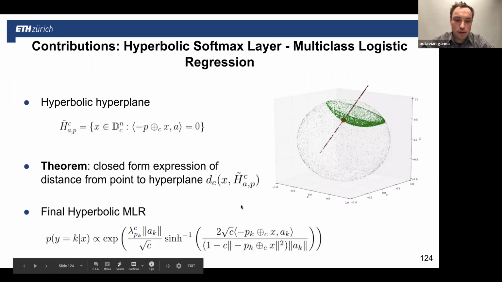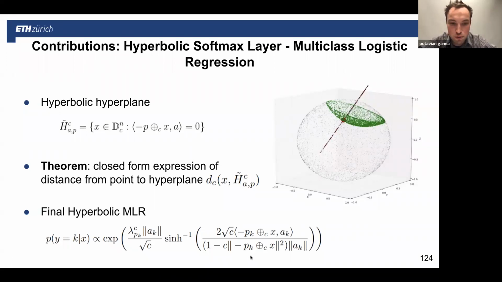And that's the final formula for our hyperbolic softmax. It looks a bit like the one before, except we have a few more concepts like the inverse of C in H and a denominator. But what's very nice about it is that when the curvature goes to 0, we again recover the standard softmax layer. And here I'm showing a 3D animation of how a hyperplane looks in the case of 3D hyperbolic space.